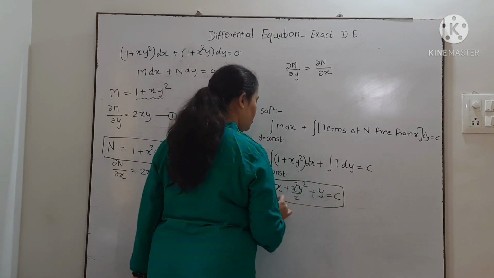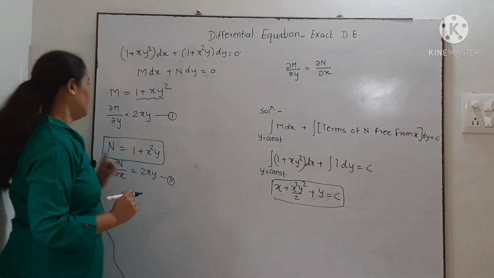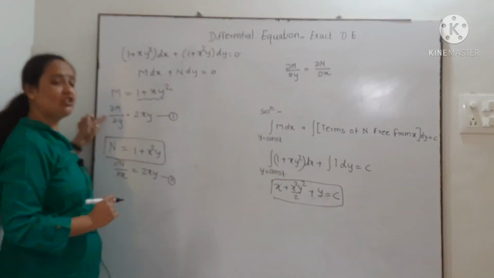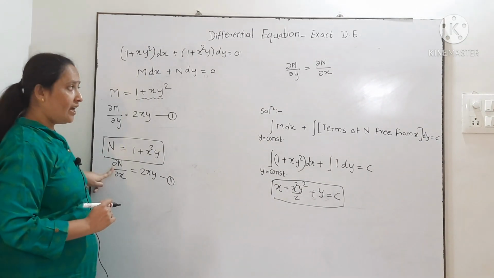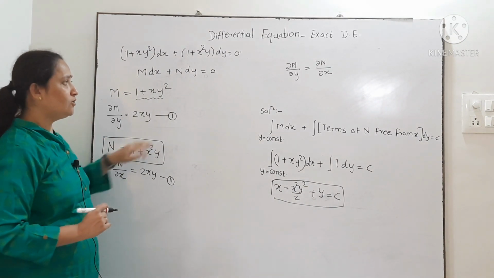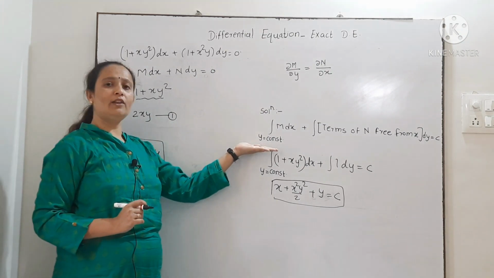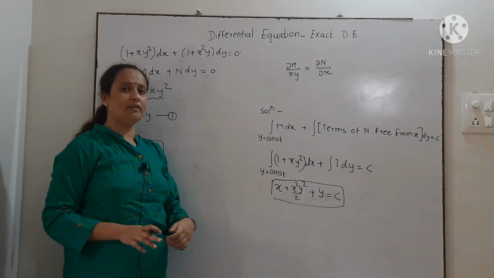So this is the solution. It is very easy. First, what you have to perform? Only you have to find the partial derivative of M with respect to y and the derivative of N with respect to x. If it satisfies the condition, substitute values in the formula, you will get the answer.